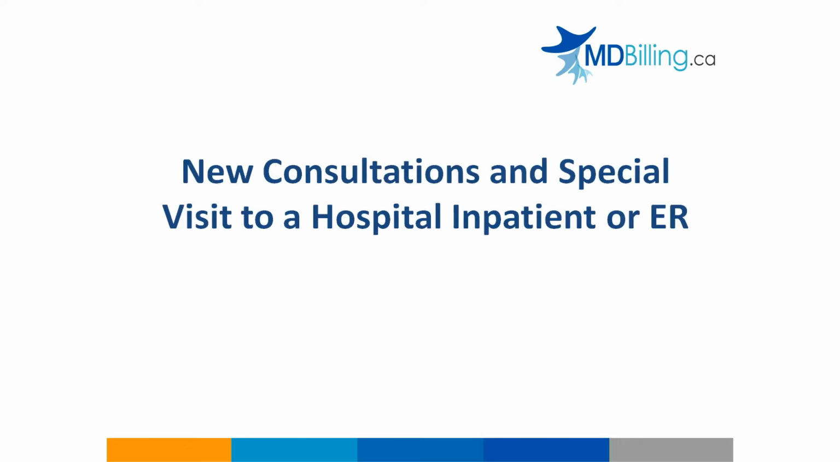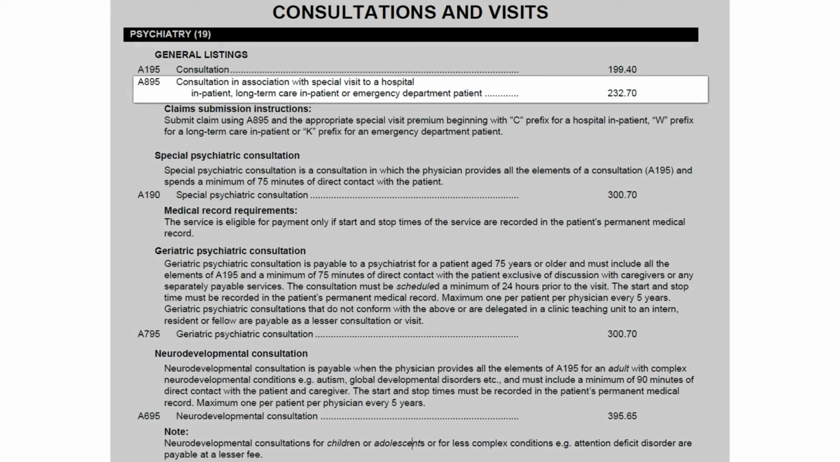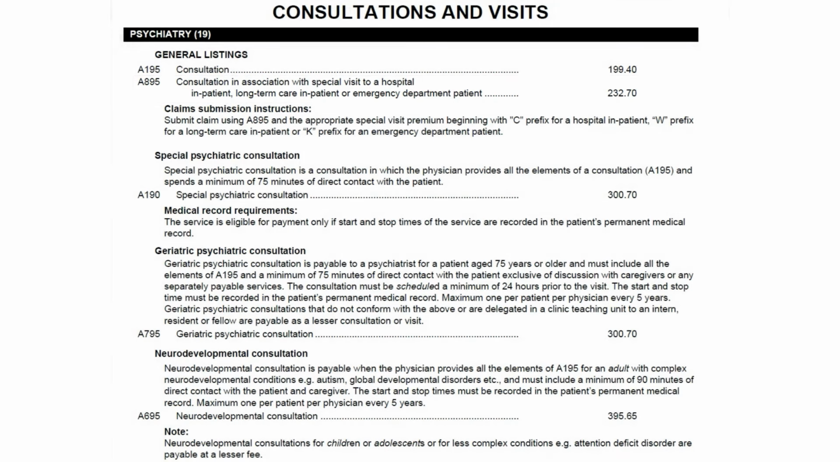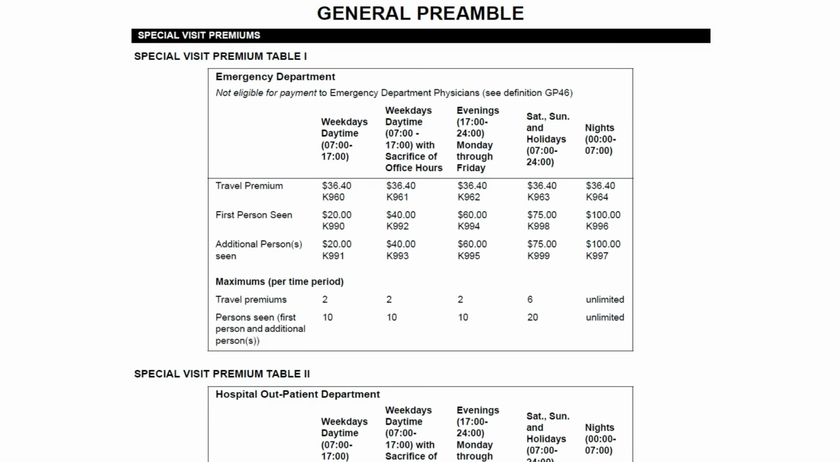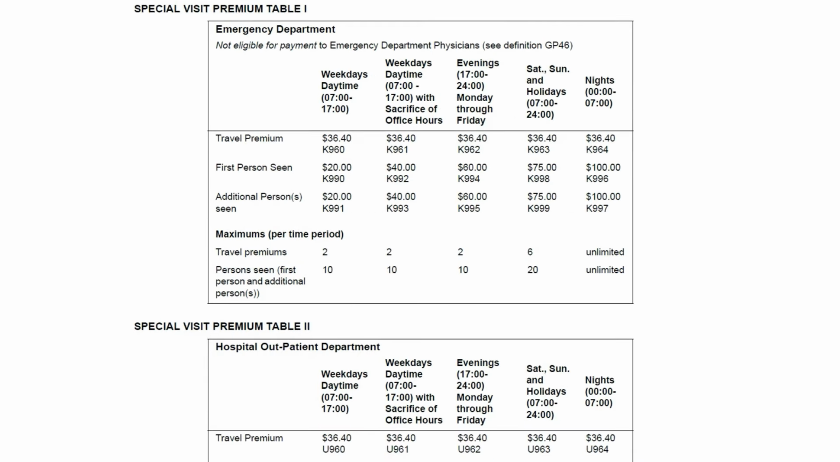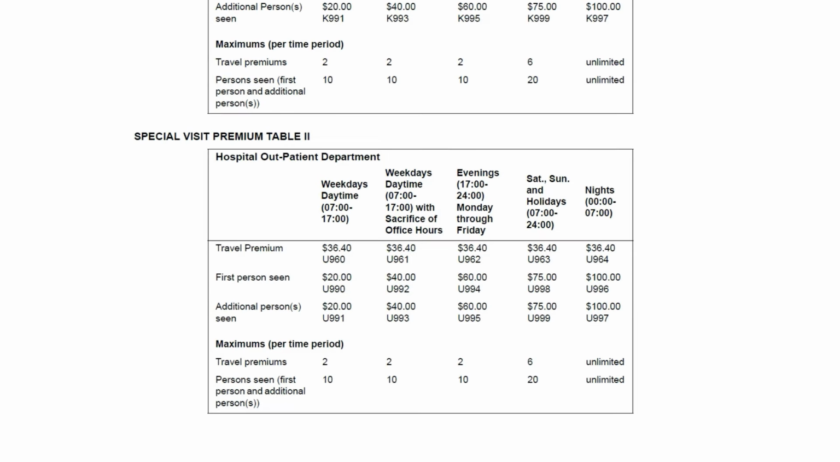If you had to travel to the hospital to see an inpatient or a patient in the emergency department for a new consultation, then you can bill Consultation in Association with Special Visit Premium A895 and add the appropriate special visit premium. For the special visit code, you will need to use the one with the C prefix for inpatients, K for an emergency, and W for long-term care patient. Please review the Schedule of Benefits starting from section GP48 for the appropriate premiums for the times of the visits.